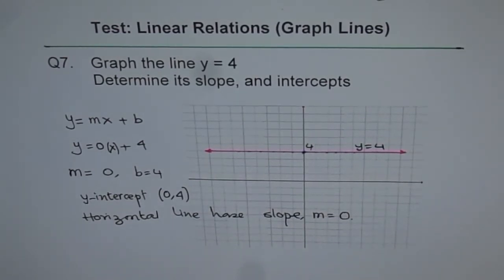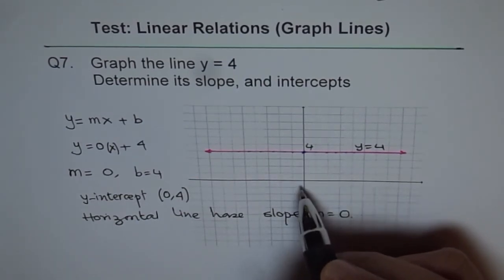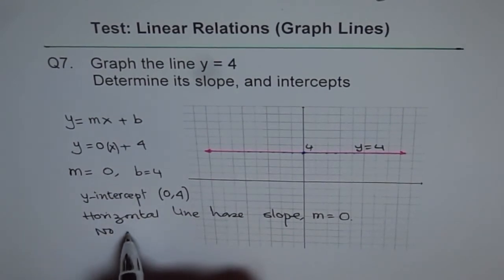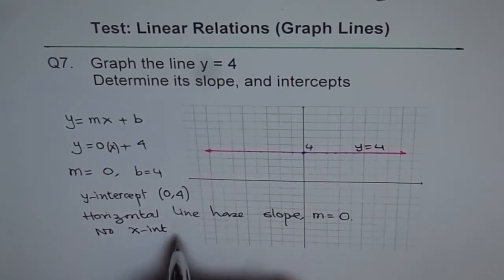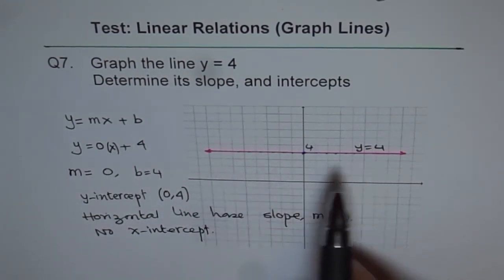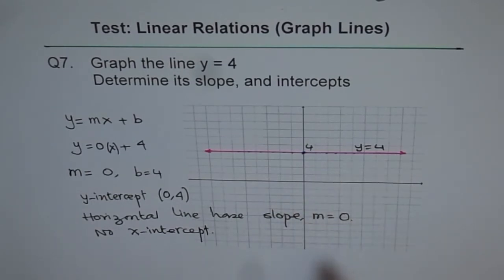And how about the x-intercept? In this case, it will have no x-intercept, right? So we do not have an x-intercept. So we have no x-intercept in this situation. In fact, all the horizontal lines will not have any x-intercept. But there is one exception, and that is the question for you.